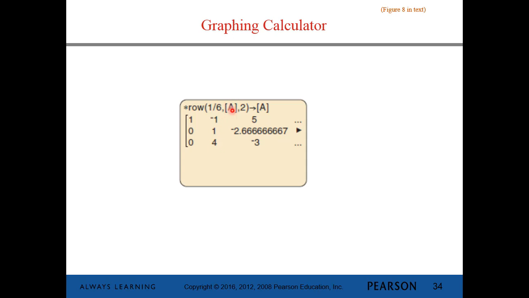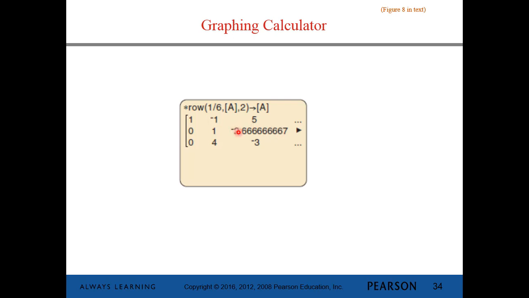Again, we're working with matrix A, and which row are we multiplying by 1/6? 2. And so then we're going to store, that's where this arrow comes from, we're going to store this in matrix A again. And so once we hit enter, we get this matrix.